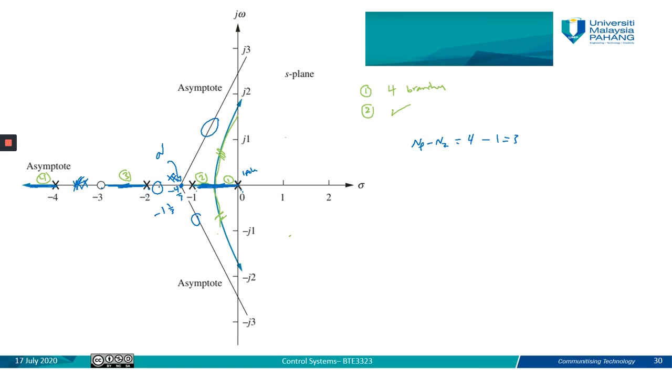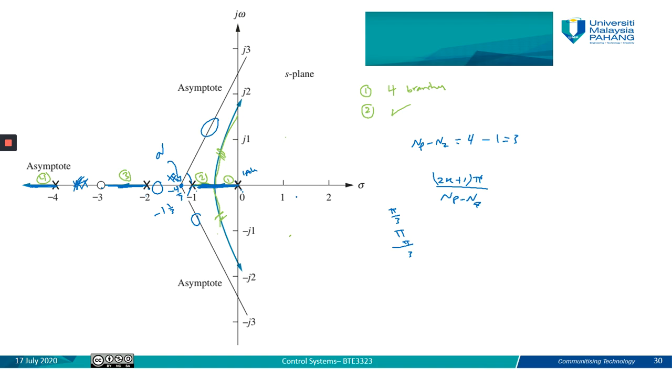The angle of the asymptotes, which is rule number 5, can be found by applying the formula (2k+1)π over (np minus nz). We apply this formula and find the angles of the asymptotes are π/3, π, and negative π/3, which is -60 degrees. So this is the angle of the first asymptote, this is the angle of the second asymptote, and the angle of the third asymptote is 180, which is on the real axis.